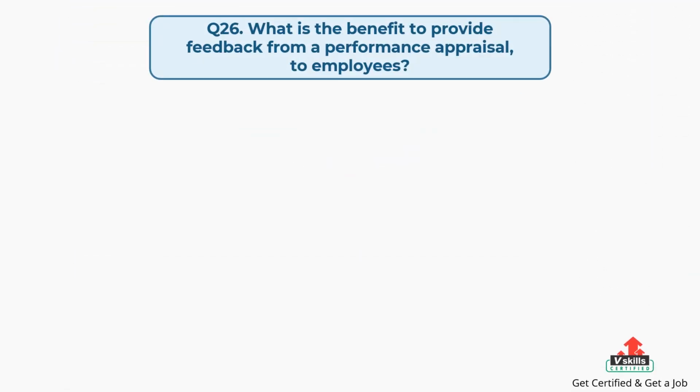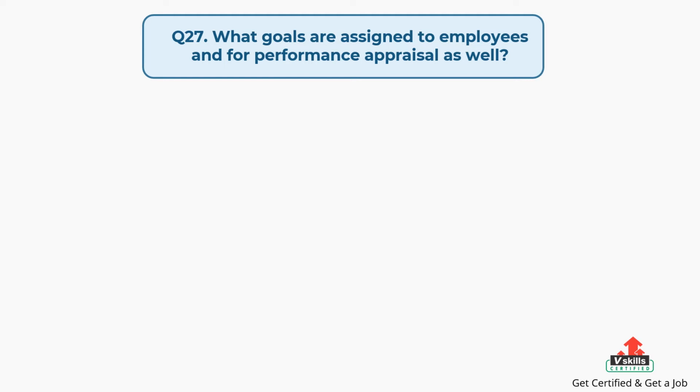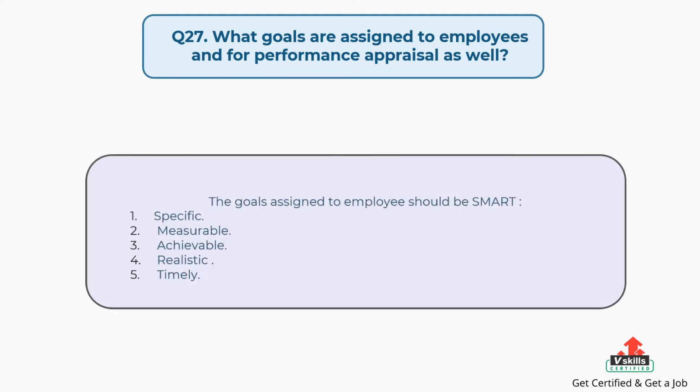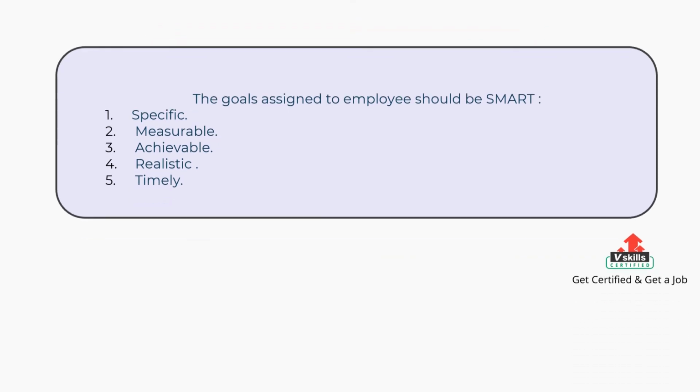Question number 26. What is the benefit to provide feedback from a performance appraisal to employees? The answer is, the main benefit of providing feedback to employees is to motivate employees so that they can remove the listed performance deficiencies. Question number 27. What goals are assigned to employees and for performance appraisal as well? The answer is, the goals assigned to employees should be SMART. 1. Specific. 2. Measurable. 3. Achievable. 4. Realistic. 5. Timely.